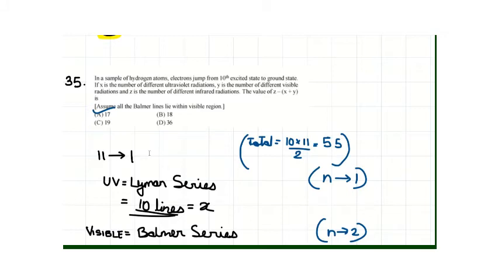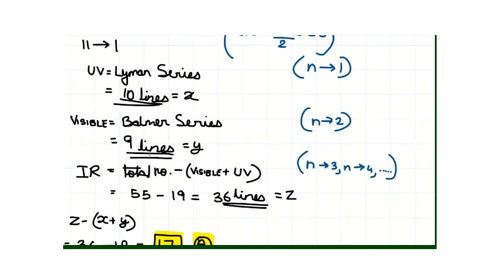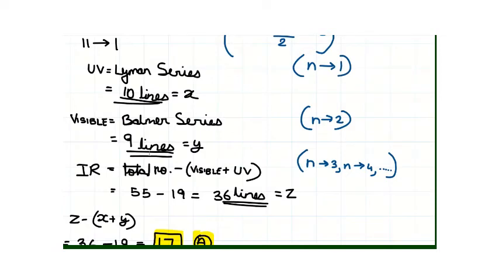When we consider the spectrum for hydrogen, we have Lyman series representing the UV, that is any transition made from nth state to first state. So we have 10 lines, that is 11, 10, 9, 8 and so on until 2 to 1. The visible region is covered by the Balmer series, which is nth state to second state. We have 9 lines representing the Balmer series.